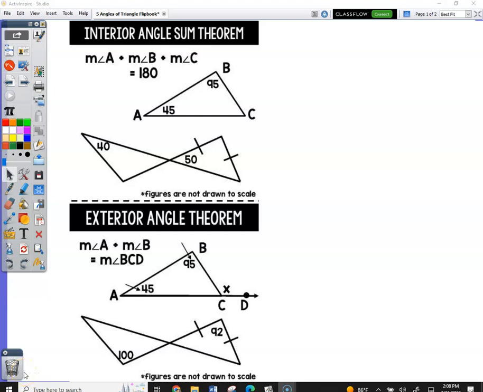Your flip book, with it closed, you will see that this flip book is going to teach us 2 theorems that are going to carry through geometry and future math classes. The first one we're going to learn today is the interior angle sum theorem. It's also called the triangle sum theorem. There's 2 names for it.